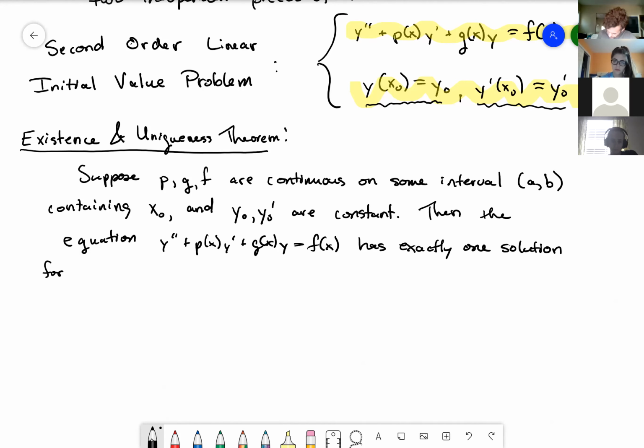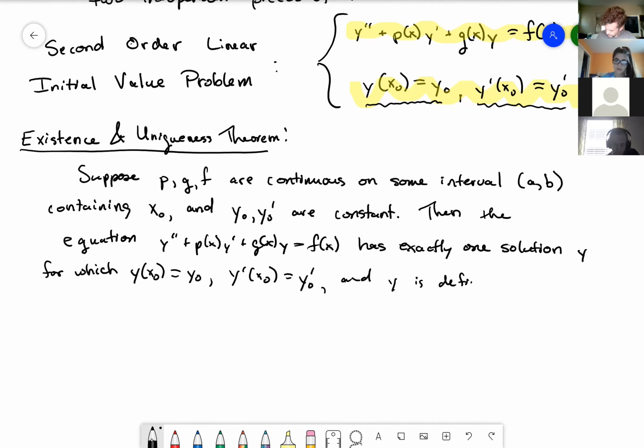So it has exactly one solution, we'll call the solution y, for which y of x0 is equal to y0 and y prime of x0 is equal to y prime 0. And furthermore, y is defined on all of the interval AB. So wherever our P, Q, and F are continuous, our solution also exists, or is well defined.